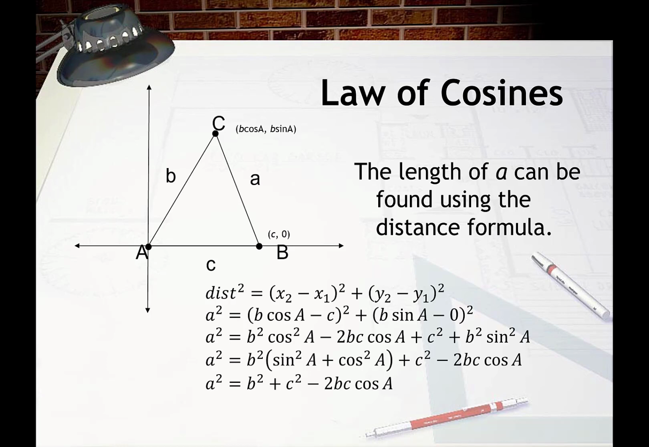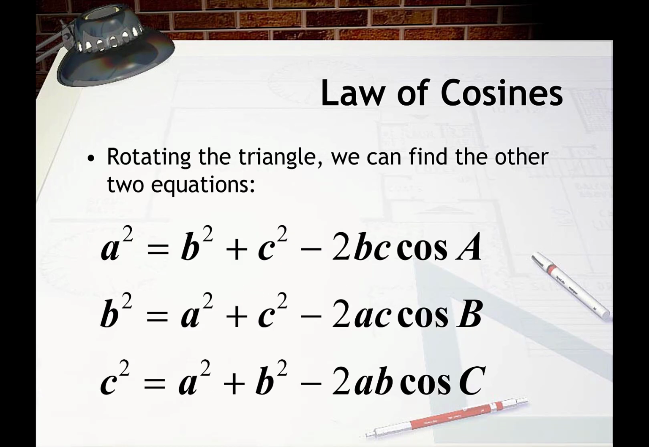By rotating this triangle around, we can determine that this also holds for the other 2 values, and that gives us that a squared equals b squared plus c squared minus 2bc cosine A. Similar relationship for b squared, similar relationship for c squared.